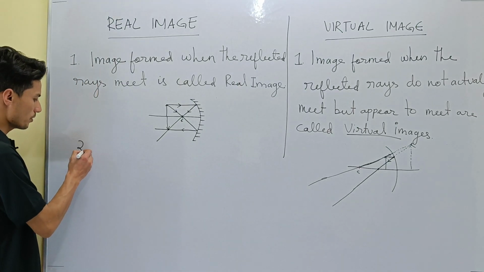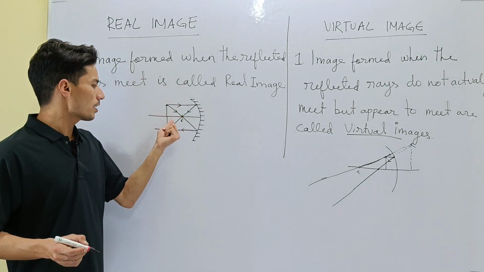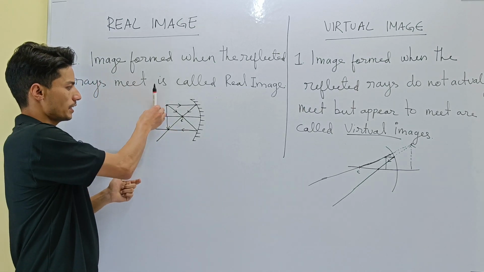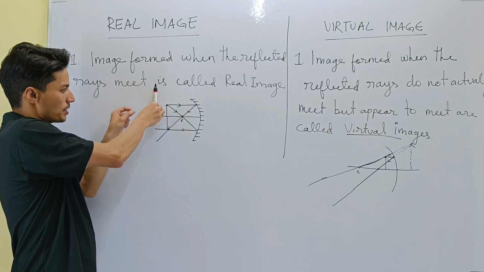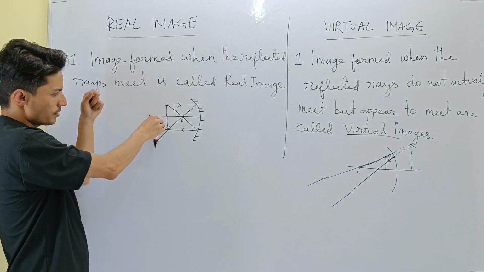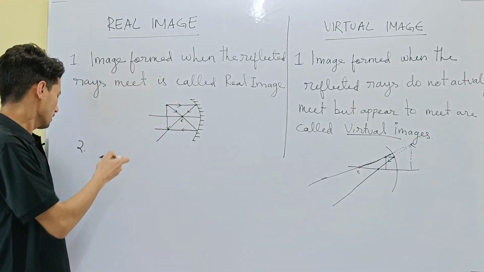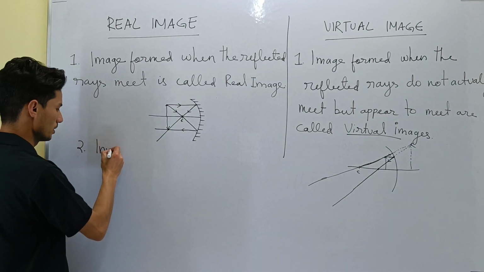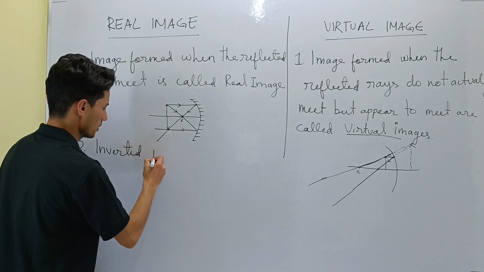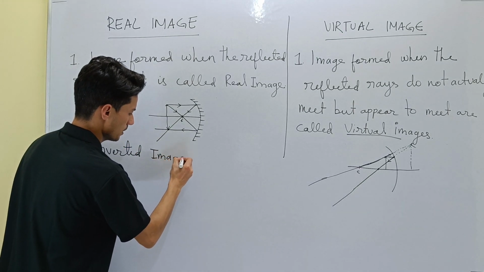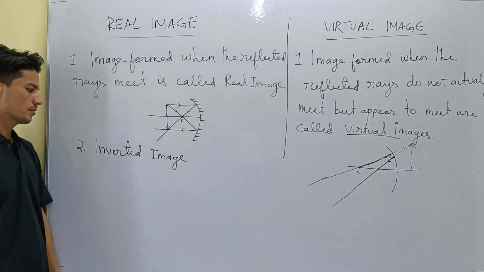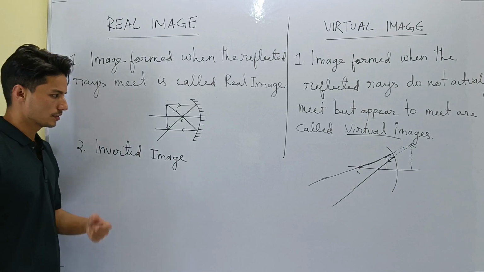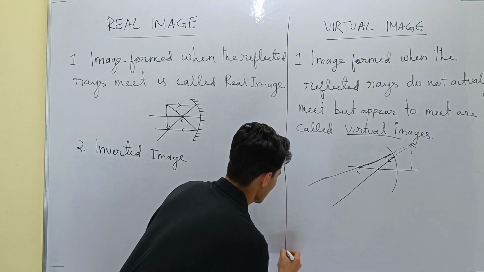The second point of difference that you have to know is real images are inverted. The image here is inverted. See, the object is standing upright, whereas the image is downward. So the image is inverted. Real images, in terms of mirror, are inverted. Then we will write the second point here.